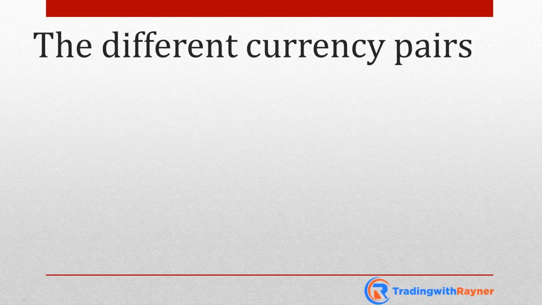Okay, so in this video, you'll learn what the different currency pairs out there are. Currency pairs can be divided into three categories. Number one is what is known as the major currency pairs. Then you have the crosses, and finally the exotic currency pairs. So let's look at them in more detail.